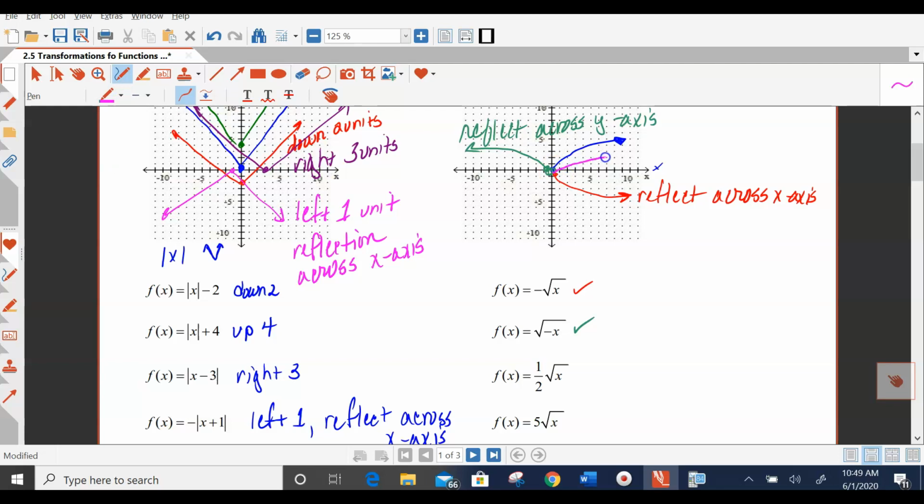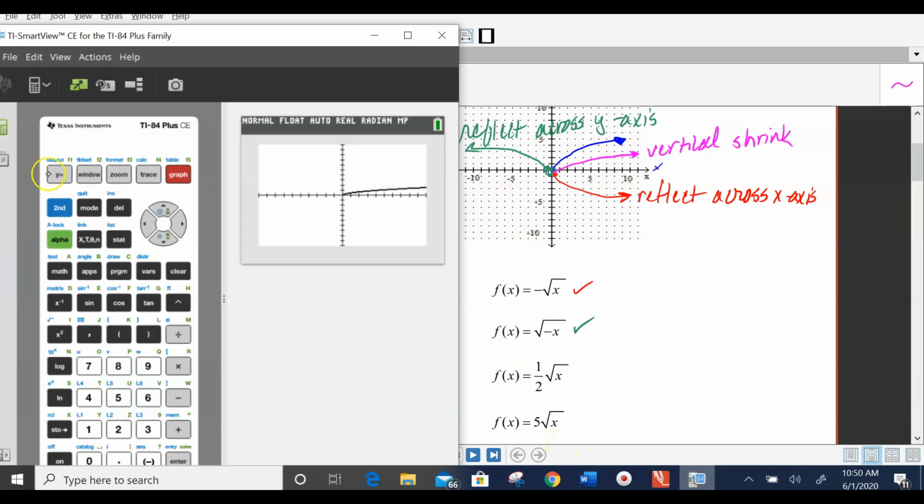Okay, so let's graph him. Still at 0, 0, but it looks like that. So what we have is a vertical shrink. That's what that 1/2 in front does. Actually, what the 5 is going to do is it's going to give us a vertical stretch.